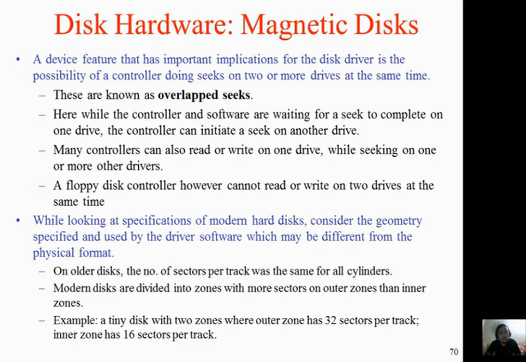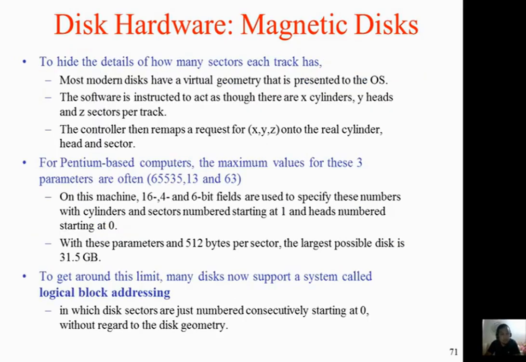Now on older hard disks, the number of sectors per track is always the same for all the cylinders. But most modern disks nowadays are divided into zones, with more sectors in outer zones than in inner zones. That means you'll have fewer sectors in the inner zone and more in the outer zone. For example, a tiny disk with 2 zones will have around 32 sectors per track in the outer zone and only 16 sectors per track in the inner zone.